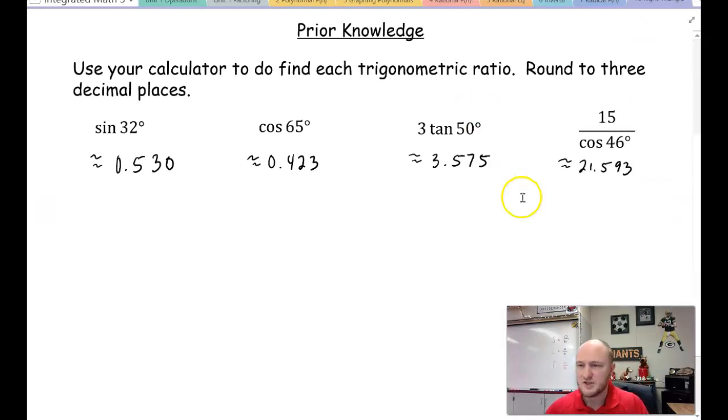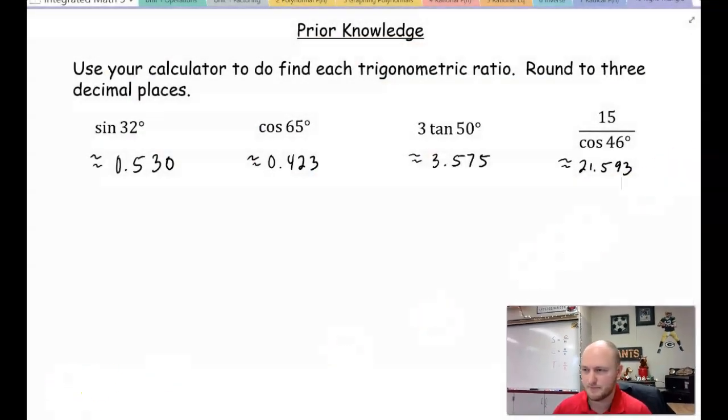All right, so that was just some prior knowledge on how to use your calculator to get trig values and how to round. Okay, so let's go ahead and dive into some problems.